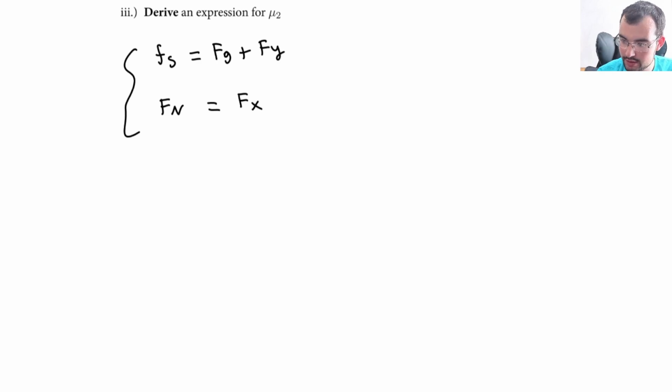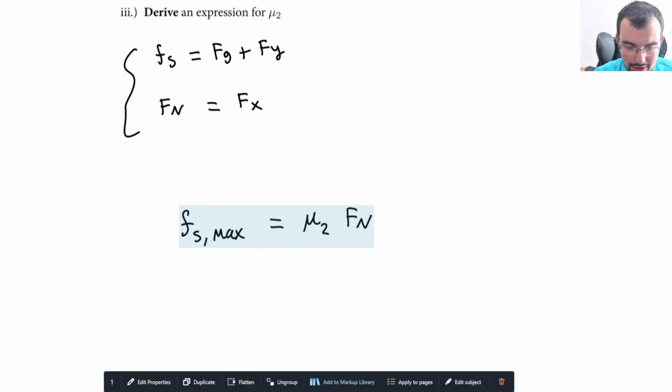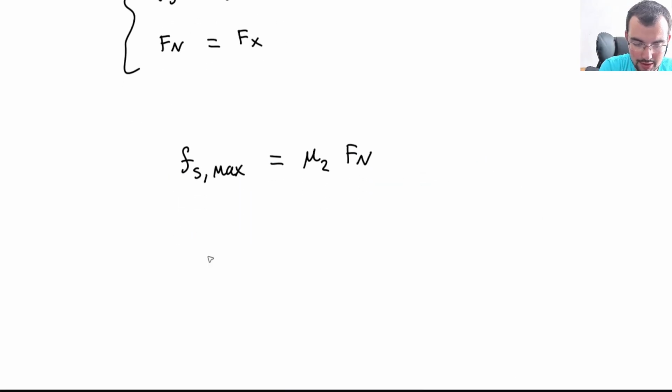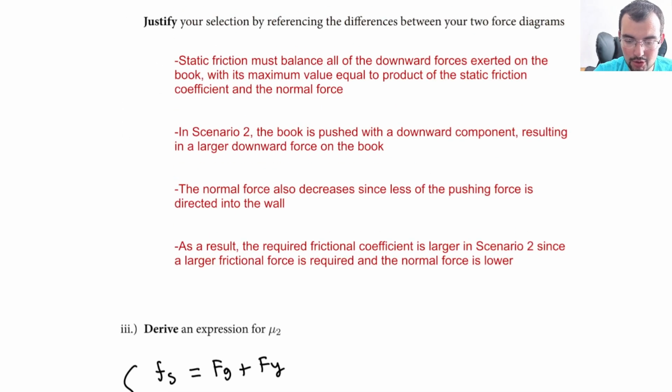Because we know that the maximum value of static friction, I gotta fix, pen thing came undone. So we know that the maximum value of static friction is equal to that coefficient times the normal force. So this normal force, Fs max, we are saying is going to be supplied in order to balance both the gravitational force, mg, plus the component that is pushing me down.